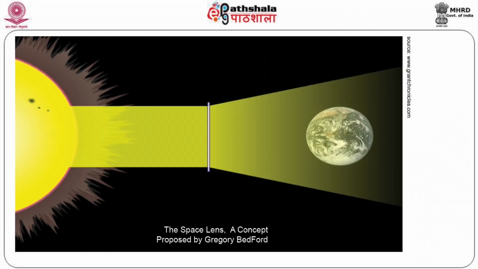But this is something called a space lens, propounded by Gregory Bedford, of reducing the amount of light that hits the earth. There are also other solutions which essentially involve particulate matter, which would reflect the sun's rays back and allow only a certain percentage onto the earth's surface. So these ideas have various merits and demerits, both of which are deeply technical.